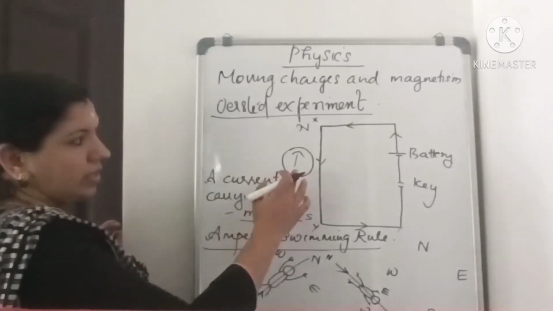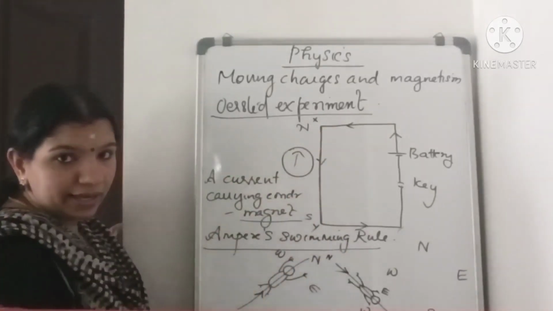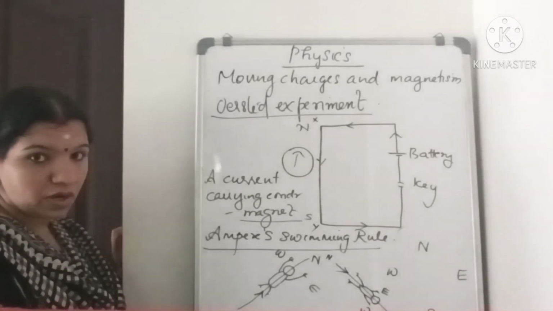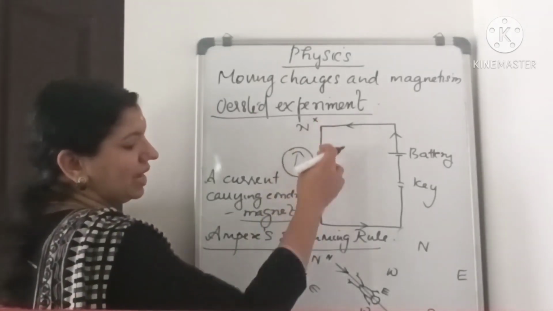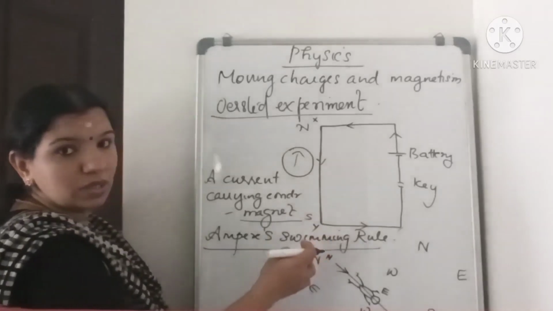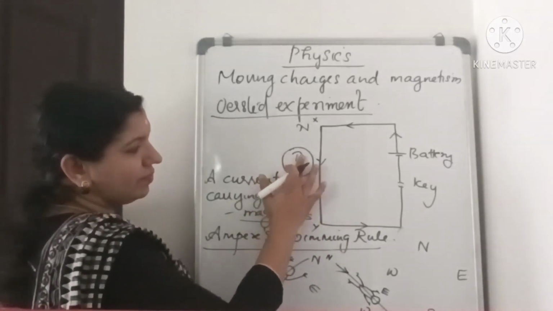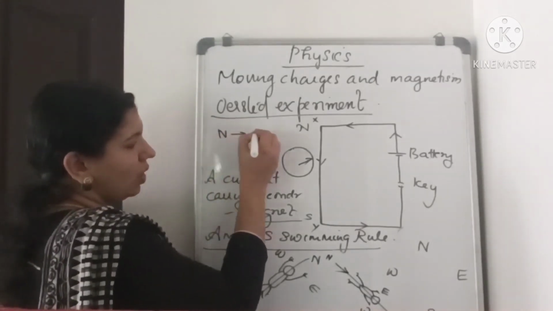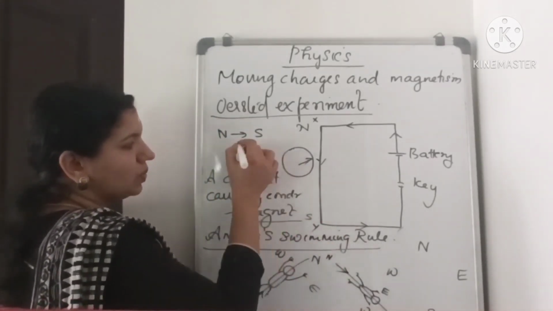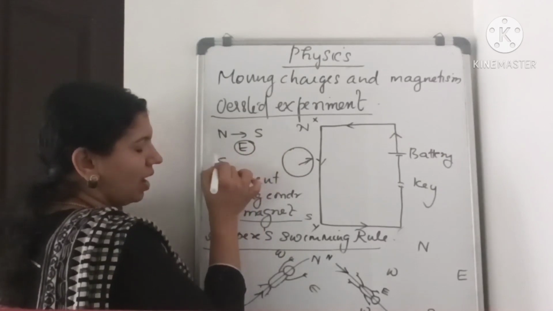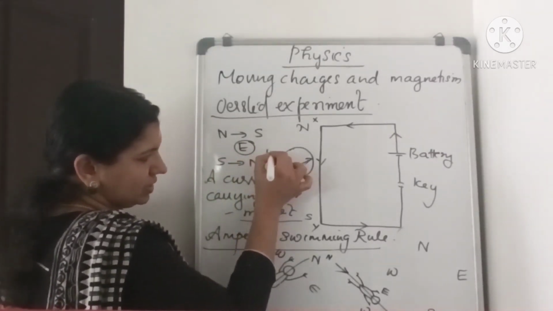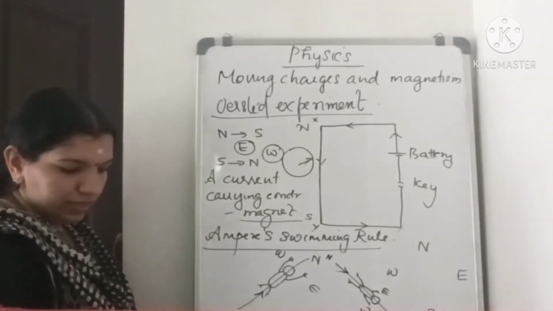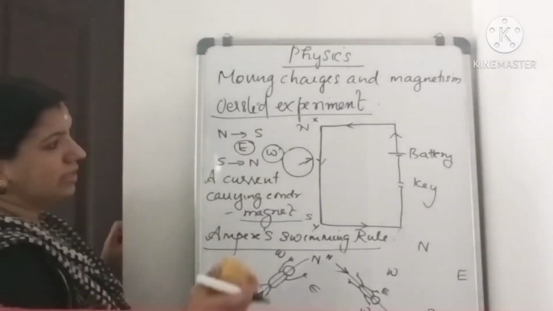So look here, if the current is from X to Y, what is the direction of deflection of the compass needle? As it is from X to Y, that means from north to south, the deflection will be towards east, isn't it? So from north to south, deflection is towards east, and from south to north, the deflection is towards west. To keep it in mind, we can have a code that I will tell.